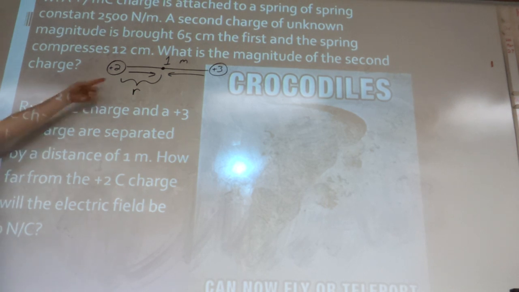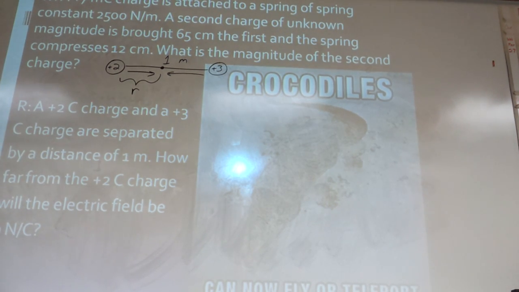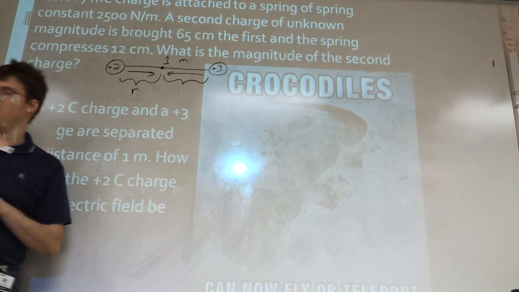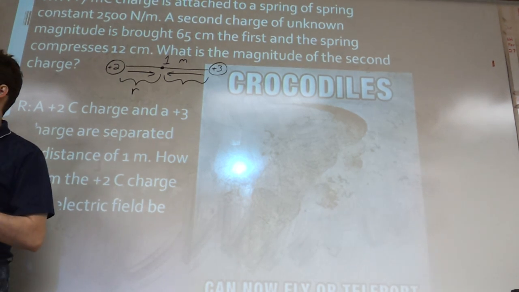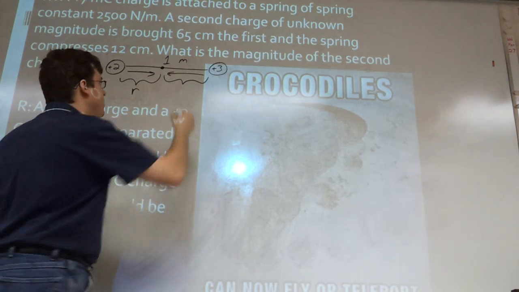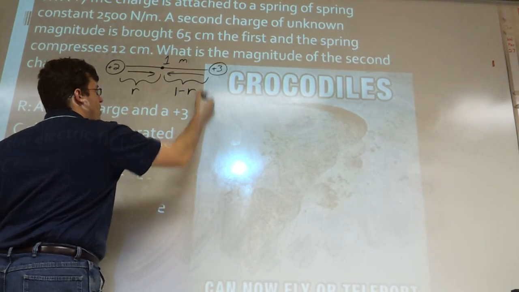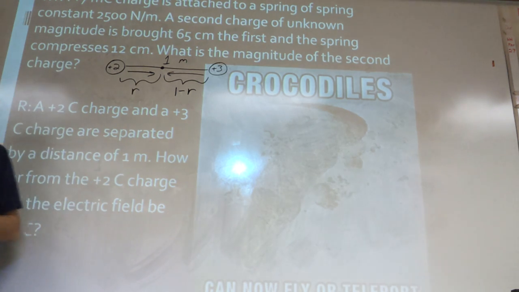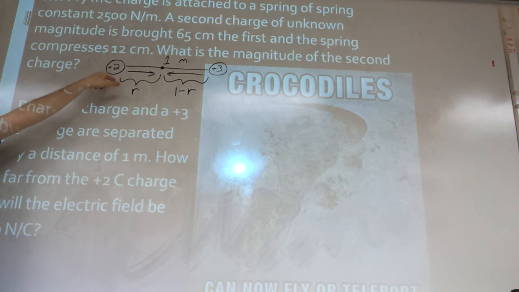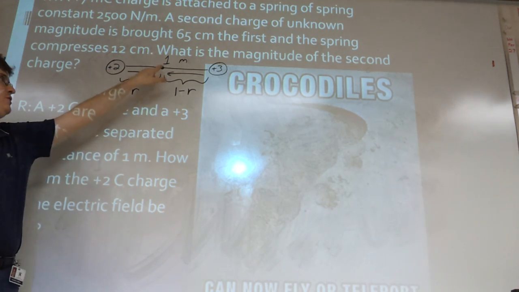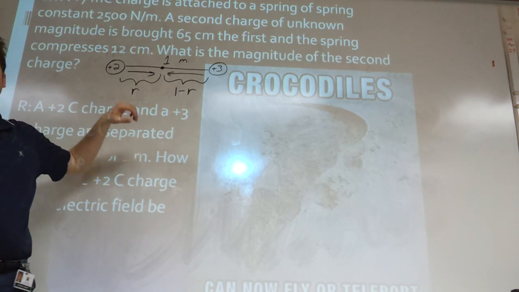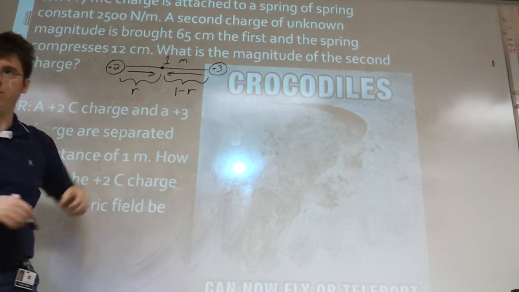Okay? A distance r from the 2 Coulomb charge. All right? So, what does that mean this distance is? It's 1 minus r. Right, 1 minus r, whatever's left over. So what I'm going to do is solve for the electric field at this point due to this guy, and set it equal to the electric field at this point due to this guy. And whatever distance I solve for, whatever r, that's the point where electric field is 0.